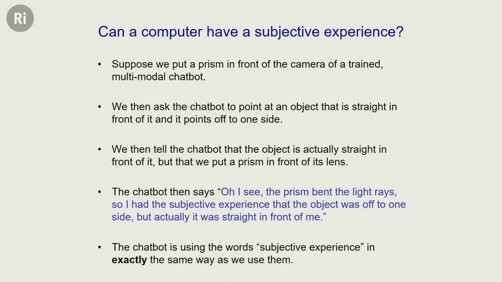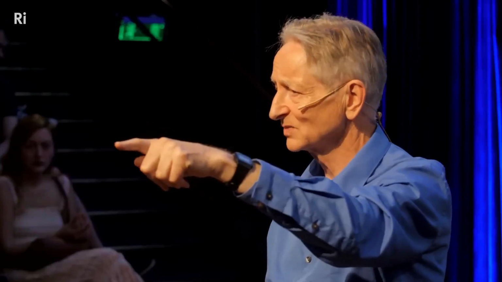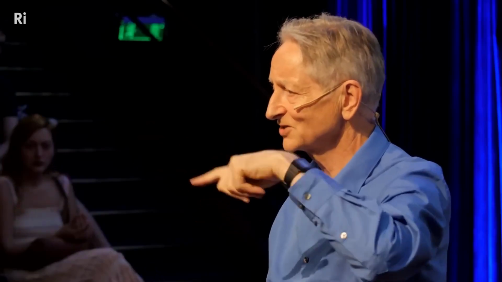Now, if it uses the words subjective experience in that way, it's using them exactly like we use them. So a chatbot that said that would have had the subjective experience that it was there. The prism messed with its perceptual system. It wanted to tell you what was going on in its perceptual system, and the way it could tell you is by telling you what would have had to be in the world had we not messed with its perceptual system. So my claim is multimodal chatbots already have subjective experiences.